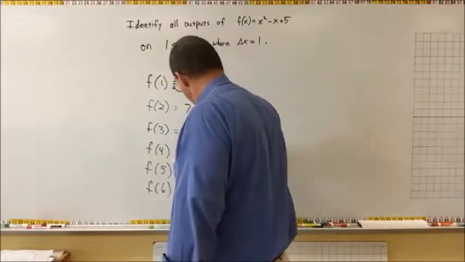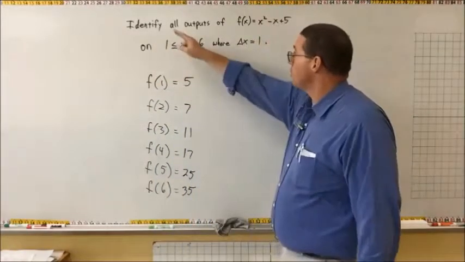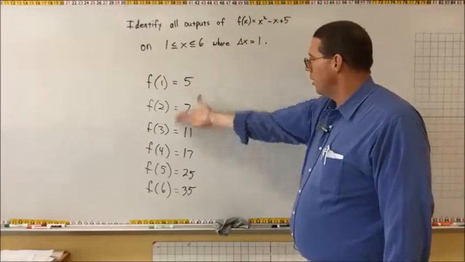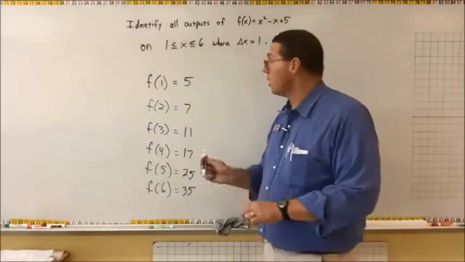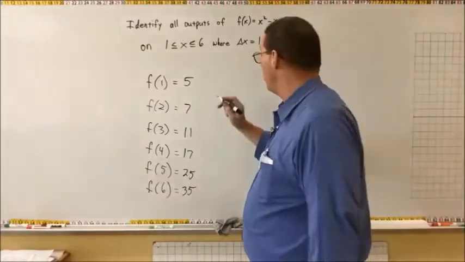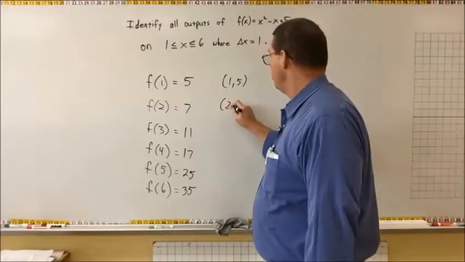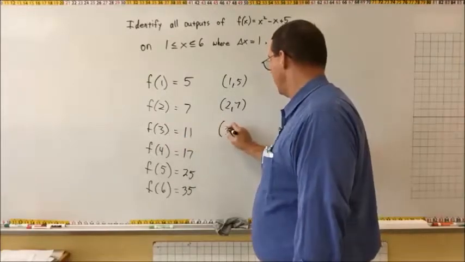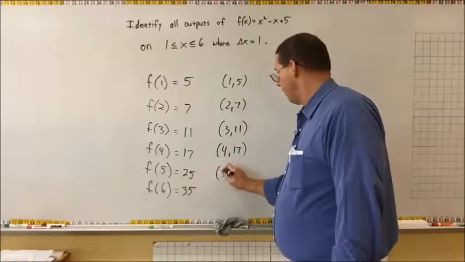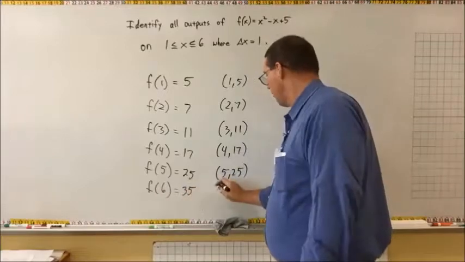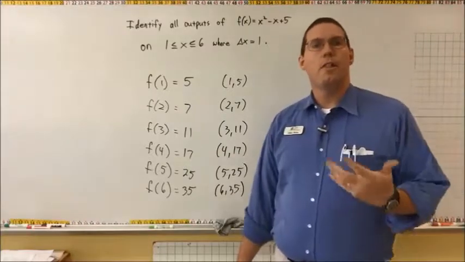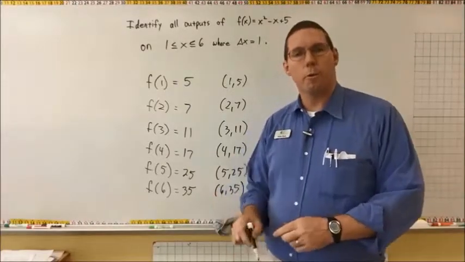All right, so look at this. The question says, identify all the outputs of the function on the interval from 1 to 6 inclusive, where the change in x is 1. We have identified all of them. And now here's what you've got to understand: these are points on a graph. This function passes through the points (1, 5), (2, 7), (3, 11), (4, 17), (5, 25), (6, 35). And if you can identify all those outputs, then you're ready to do the next thing that we're going to learn. Okay?